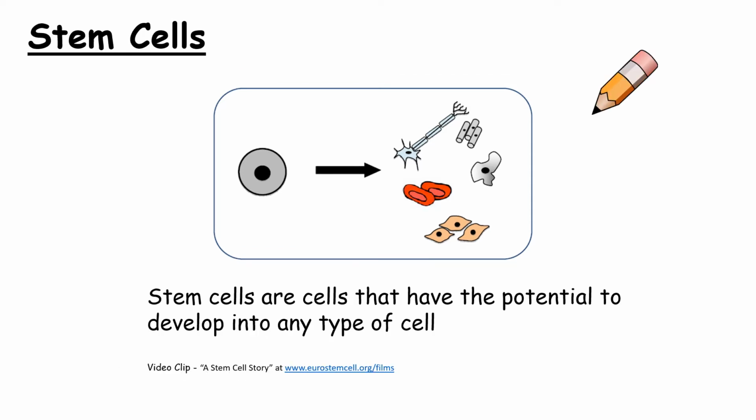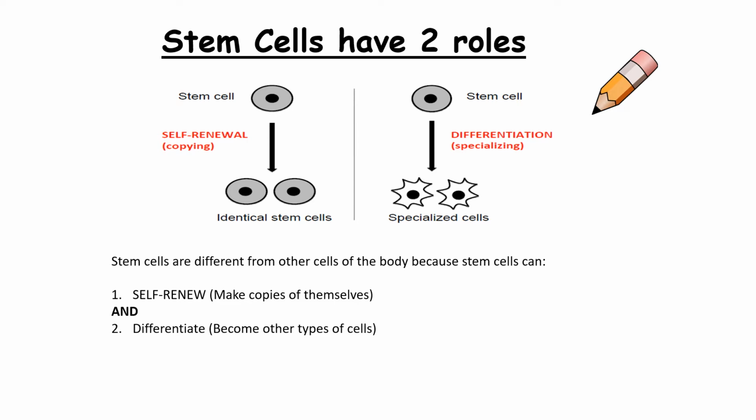Stem cells have the potential to differentiate into specialized cells. Some types of stem cells can differentiate into any type of cell in the body, so you would make a note of this if you were in class. Stem cells have two different roles. So the two roles of stem cells are that they can either self-renew, which is make copies of themselves. This is so that they don't run out and we have enough of them. Or they can differentiate into other types of cell and become specialized. So they might differentiate into a red blood cell or a nerve cell or so on.